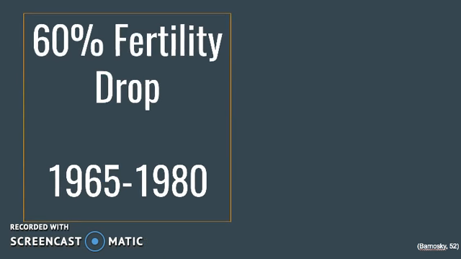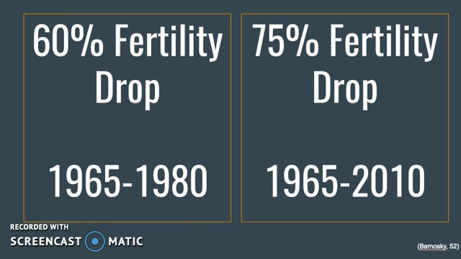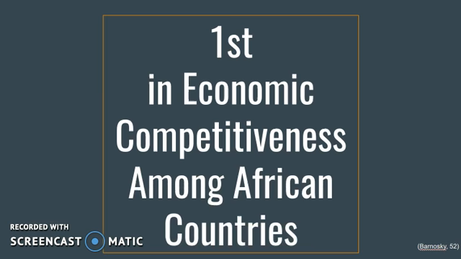Mauritius saw a 60% fertility rate drop from 1965 to 1980, and a 75% decline from 1965 to 2010. Benefits included national development to a middle-income economy and ranking first in economic competitiveness among Africa's countries, all while stabilizing the population in quite a short time.